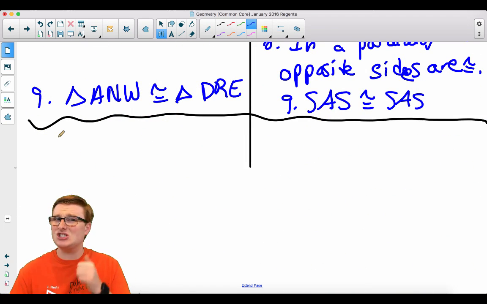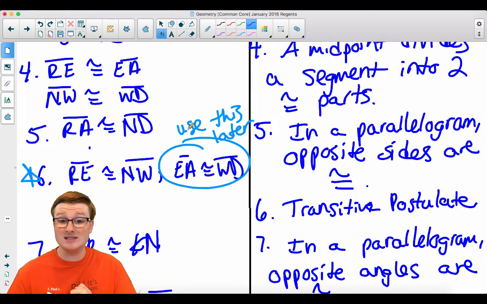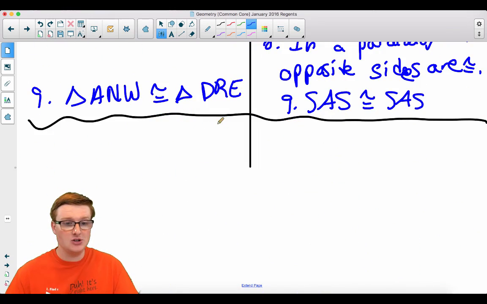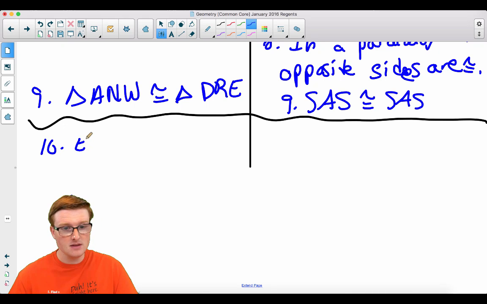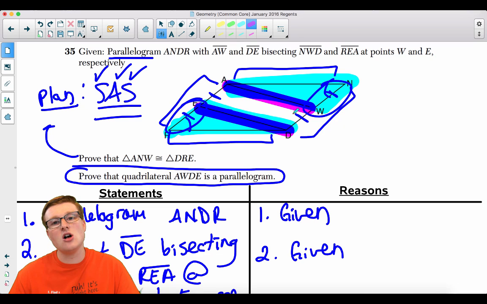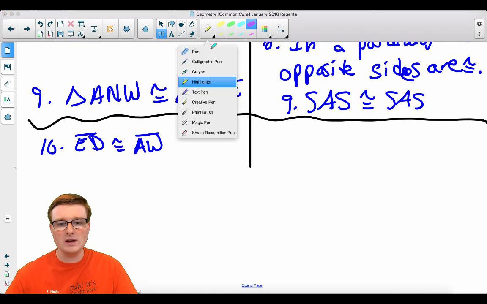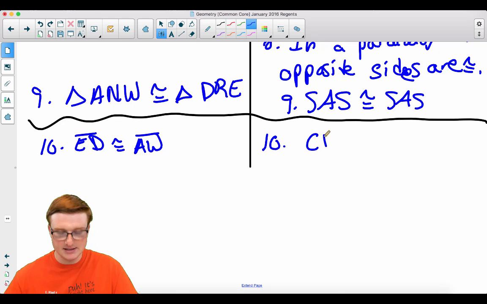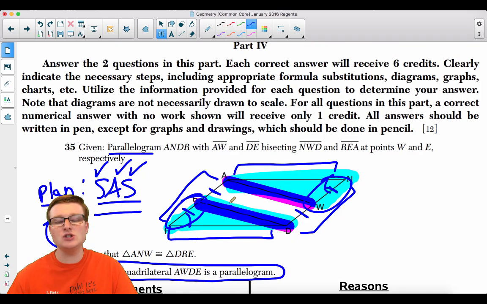Now, remember how I said I starred one of those statements up here? It was this one. We're going to use it right now. So, I'm going to say number 10. ED is congruent to AW. We need to say that because those two sides are congruent, and the opposite sides of a parallelogram are congruent. So therefore, we could prove this by CPCTC because we just proved these two blue triangles to be congruent. We could prove everything else in the triangles to be congruent as well, as long as they're corresponding.